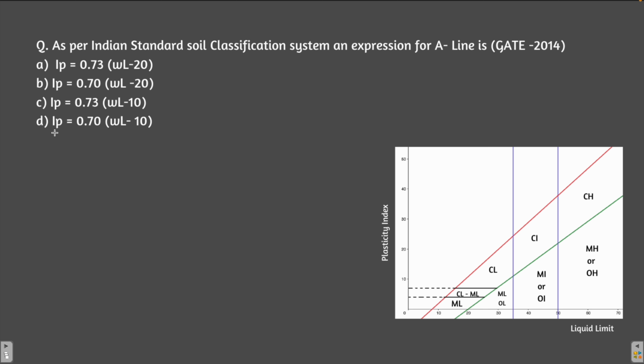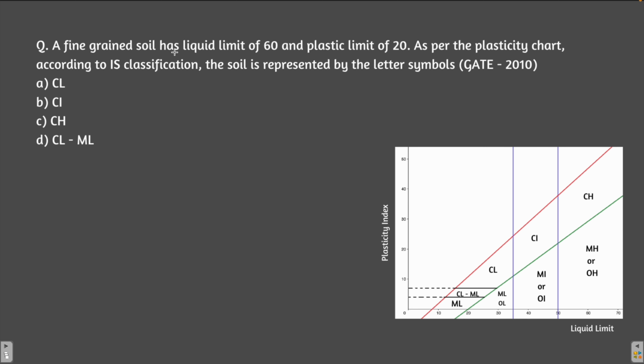Let's move ahead. As per the Indian soil classification system, what is the expression for the A line? This was asked in GATE 2014 directly, so you definitely know the answer. IP is equal to 0.73 (WL minus 20). There is no doubt, so this equation is very important. Here goes the next question. A fine-grained soil has a liquid limit of 60. So WL is given as 60.